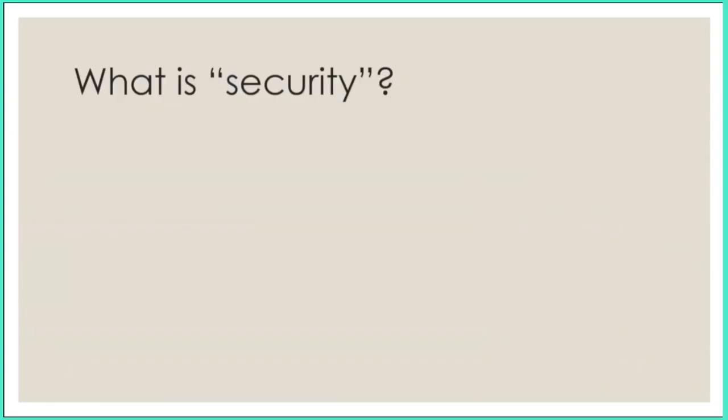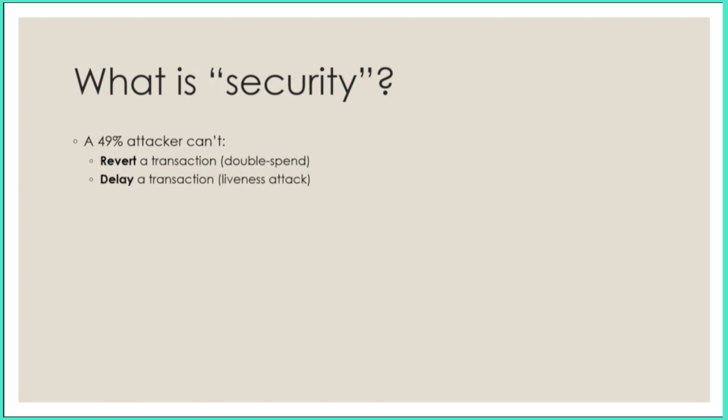If you take K equals zero, you recover the original Nakamoto consensus in a way. And we want to just take these arguments and extend them to more general values of K. So, as I said, what is security? It means that a 49% attacker, and again, the 49% here is with an asterisk, because as I said, you get to decide how close to half the attacker has to be. But a sufficiently weak attacker can't revert a transaction and can't delay conflict resolution.